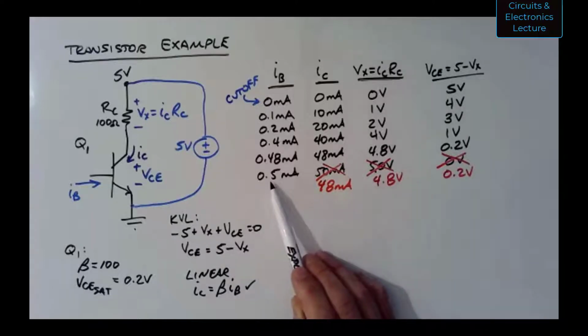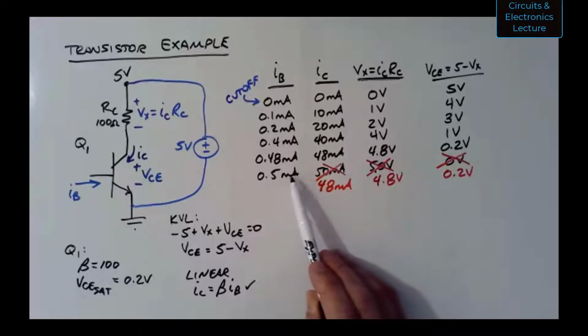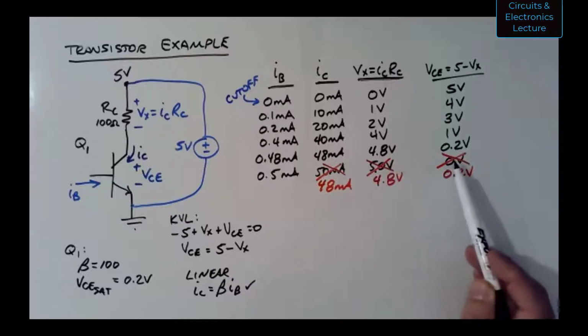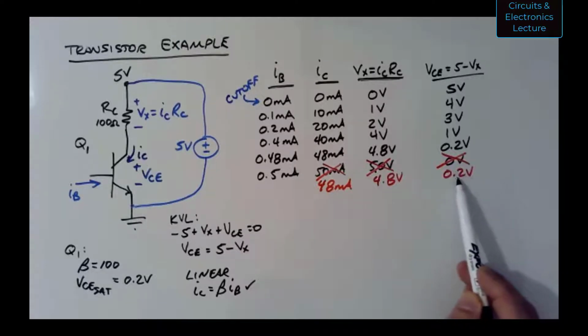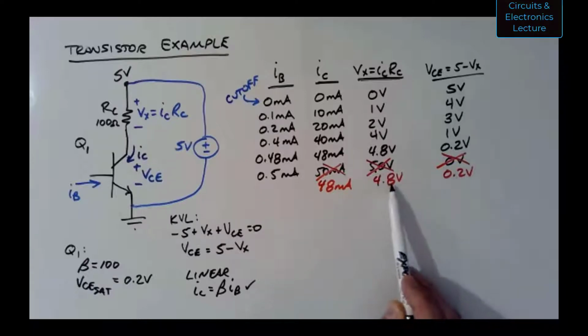When I increased that current, IB, to 0.5 milliamps, what we found is that if you calculate using the linear equation for IC equals beta IB and then Vx, we found that VCE tried to fall to 0 volts, but we know that that can't happen. You can't have VCE fall to 0 volts because of this transistor's characteristics. We're going to assume it falls to roughly 0.2 volts. And then you can work backwards.